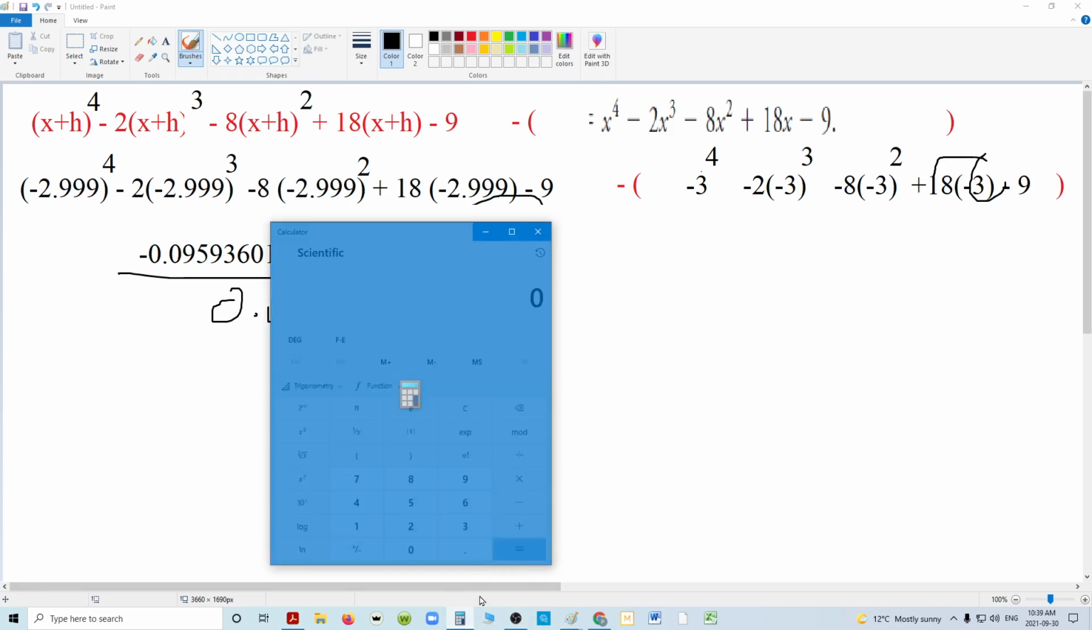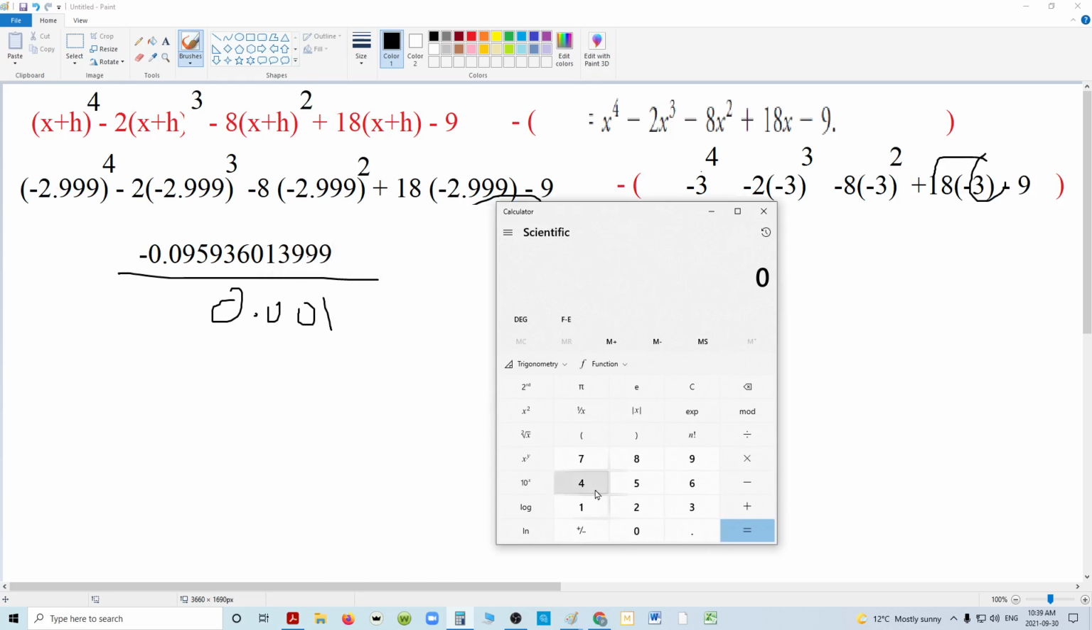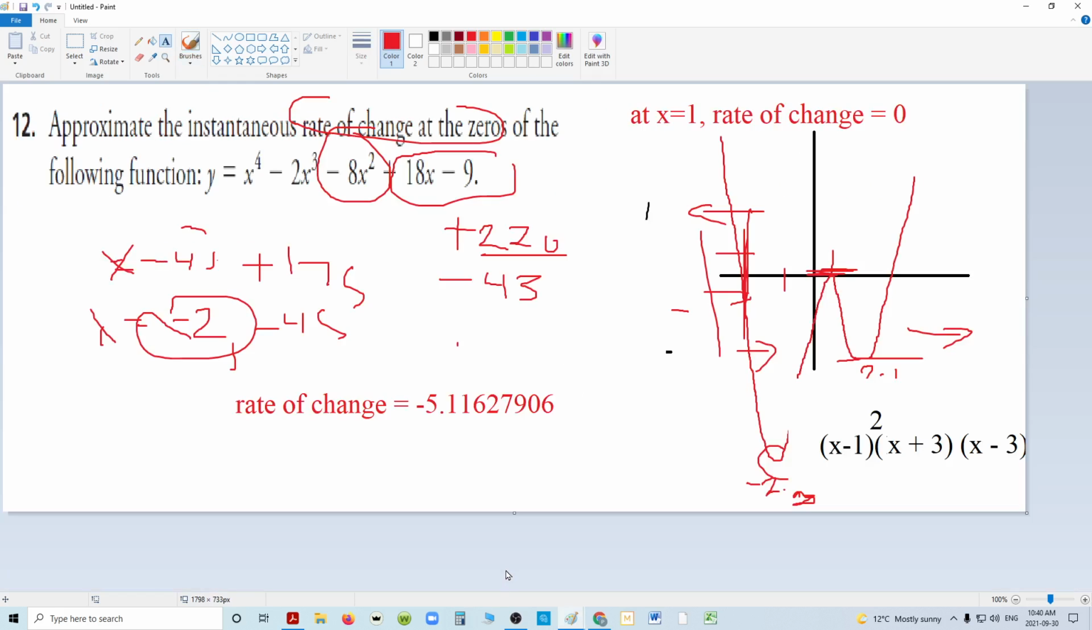Okay. So I'm going to take my memory, which it looks like it erased my memory. So I'm going to take 0.0959360139999, make it negative, and divide it by 0.001. And I get negative 5.93, which means my estimate on my last thing was incorrect. And it just goes to show you got to be careful with your calculations.